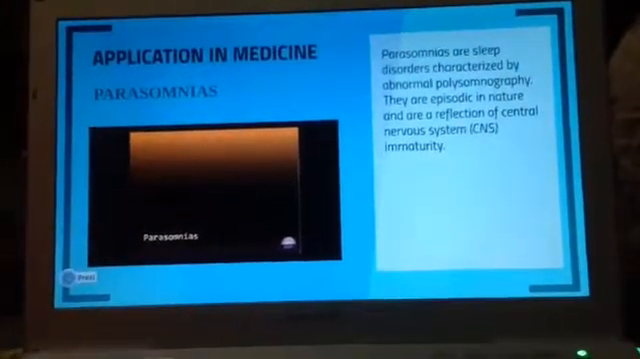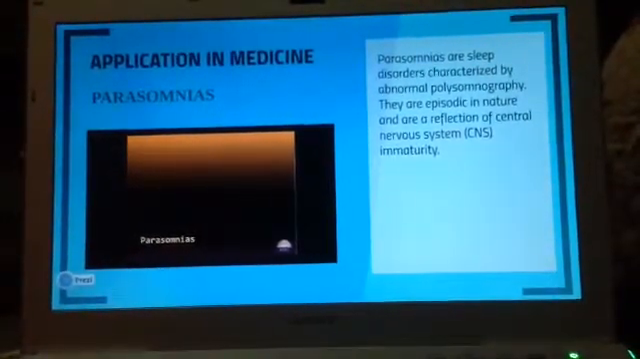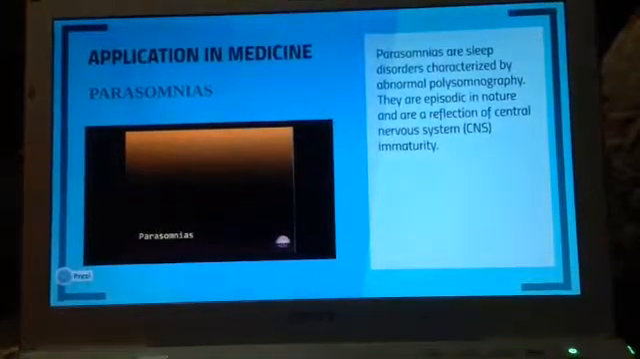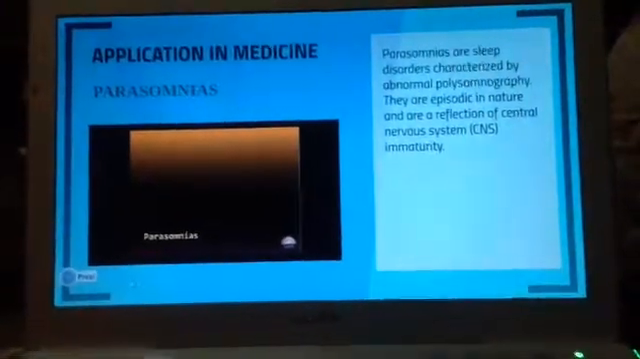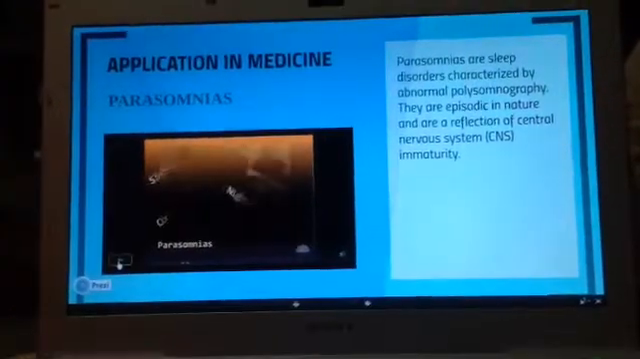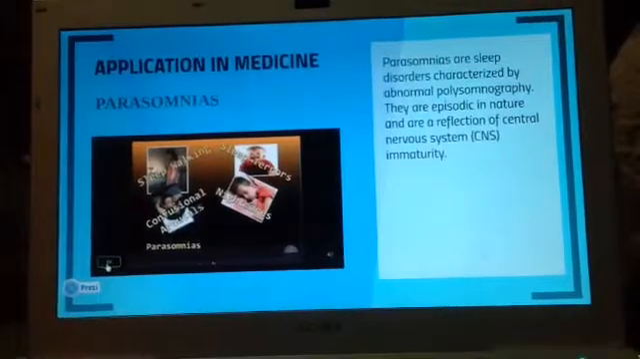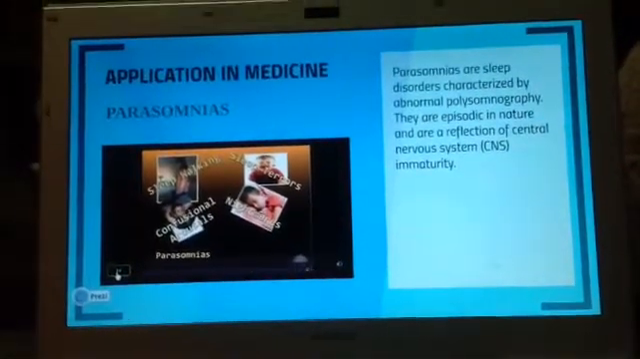Parasomnias are sleep disorders characterized by abnormal polysomnography. They are episodic in nature and are a reflection of central nervous system immaturity. Common parasomnias found in children are sleepwalking, sleep terrors, confusional arousals, and nightmares.